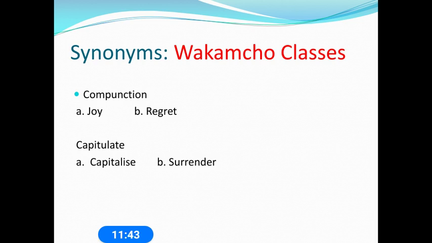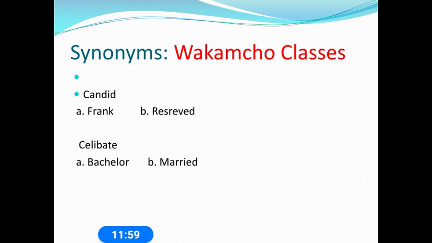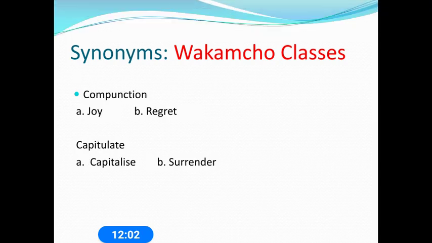Compunction. So the next word we have here is compunction, right? And the options are option A, joy; option B, regret. So the correct option would be option B, that is regret. Next word, capitulate. So what would be the synonym for the word capitulate? Options are A, capitalize; B, surrender. So the correct option would be option B, surrender.